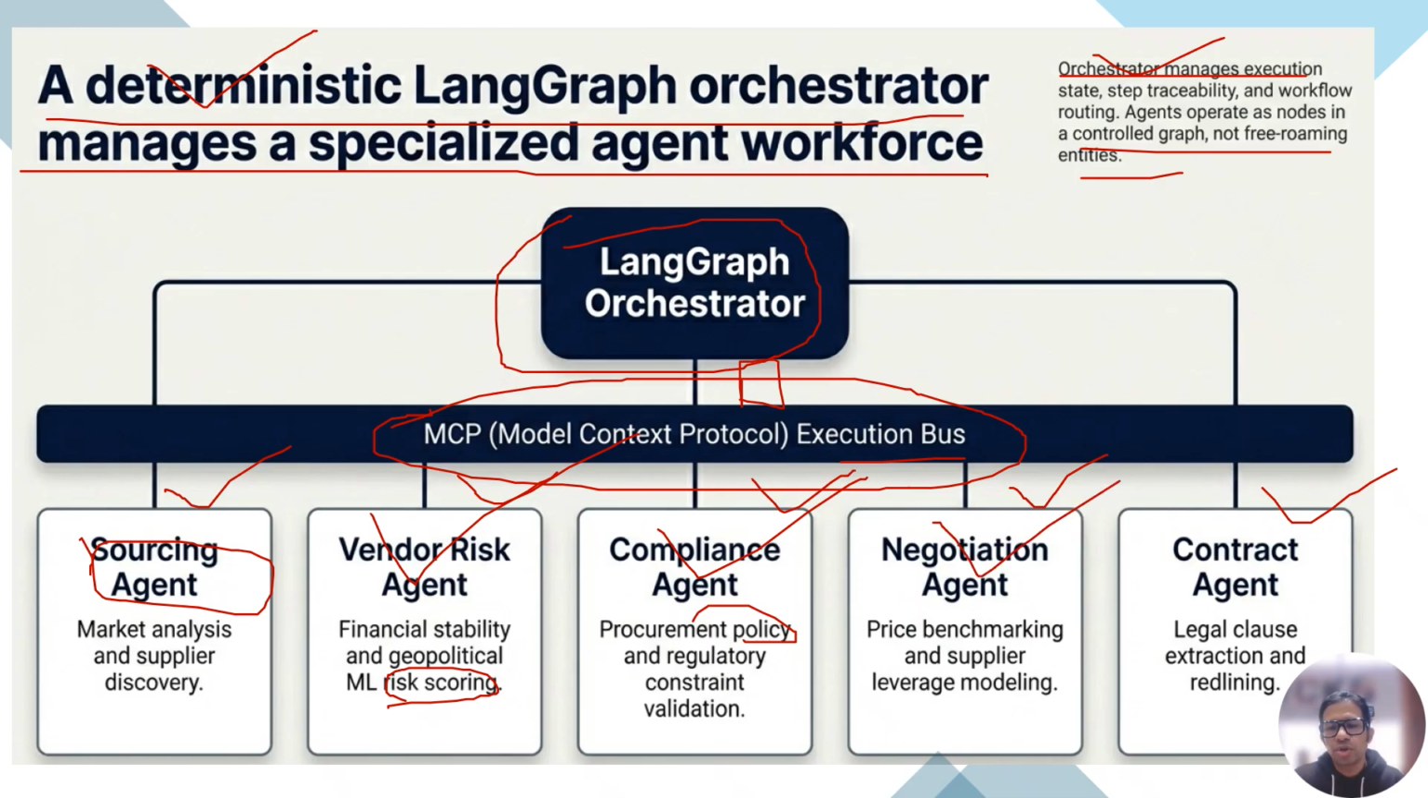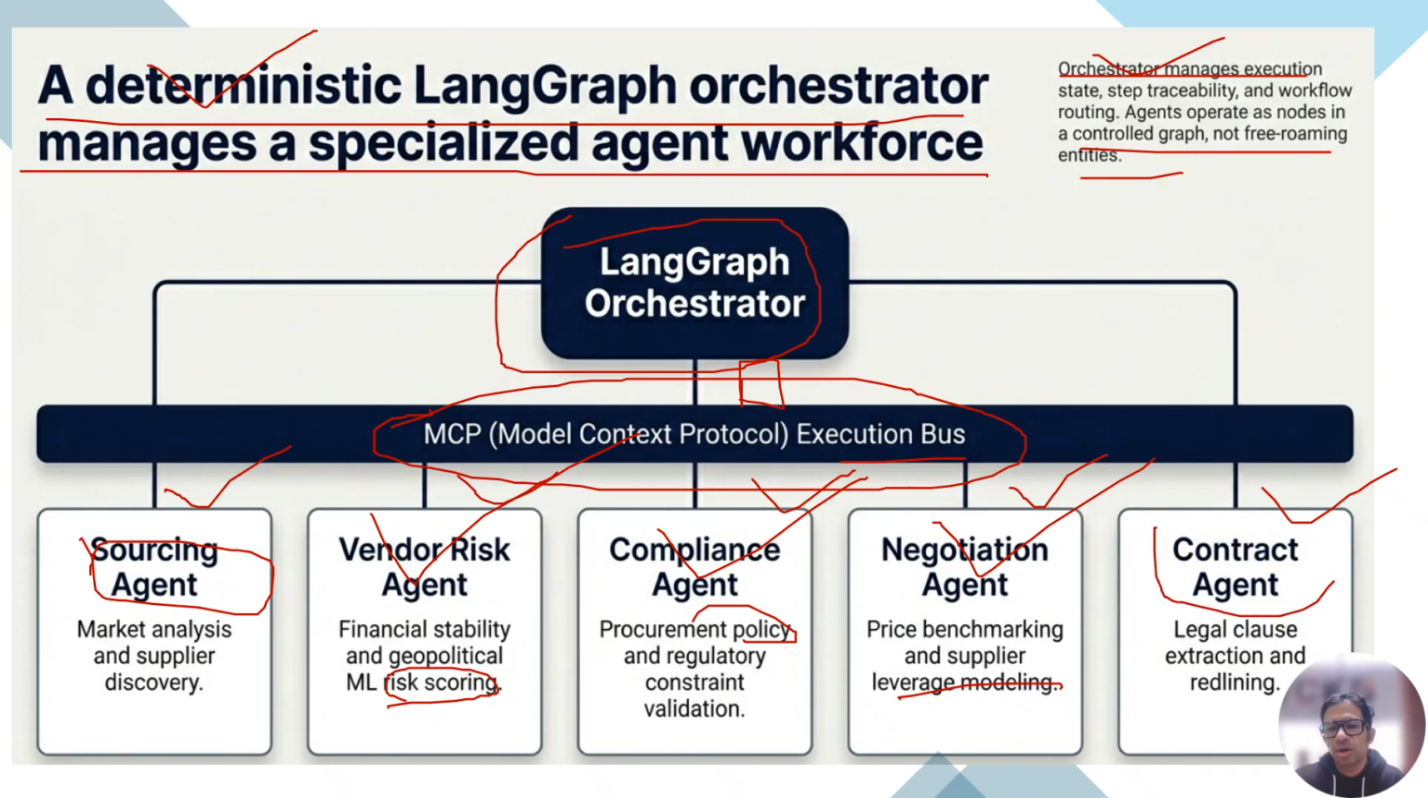Now comes the negotiation agent. The negotiation agent builds leverage, price benchmarking, and supplier leverage modeling. It pulls last buy price, contract rates, market indices, and should cost reasoning. So negotiation becomes data driven, not guess driven.